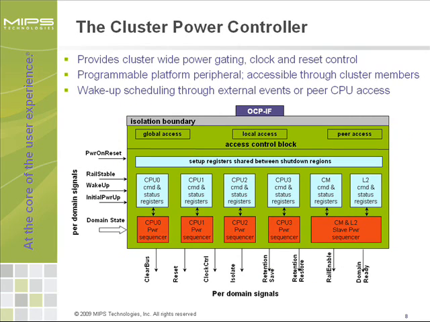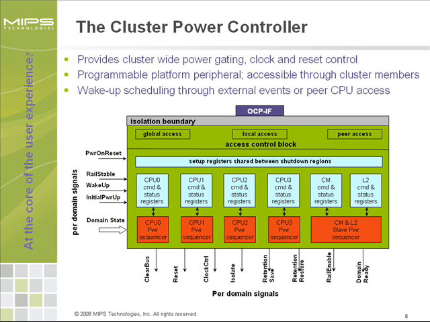After we have now outlined the basic modes of operation for cluster power management, let's look closer at the central power controller. The controller provides cluster-wide power gating as well as clock and reset control. It is a programmable platform peripheral and is accessible through cluster CPUs. Wake-up of power domains is initiated through external events or CPU peer access to the controller.